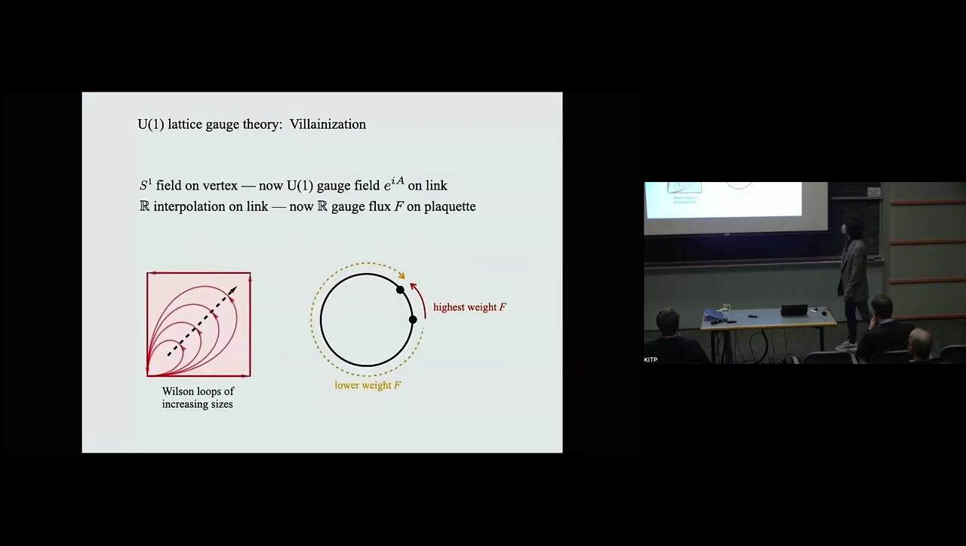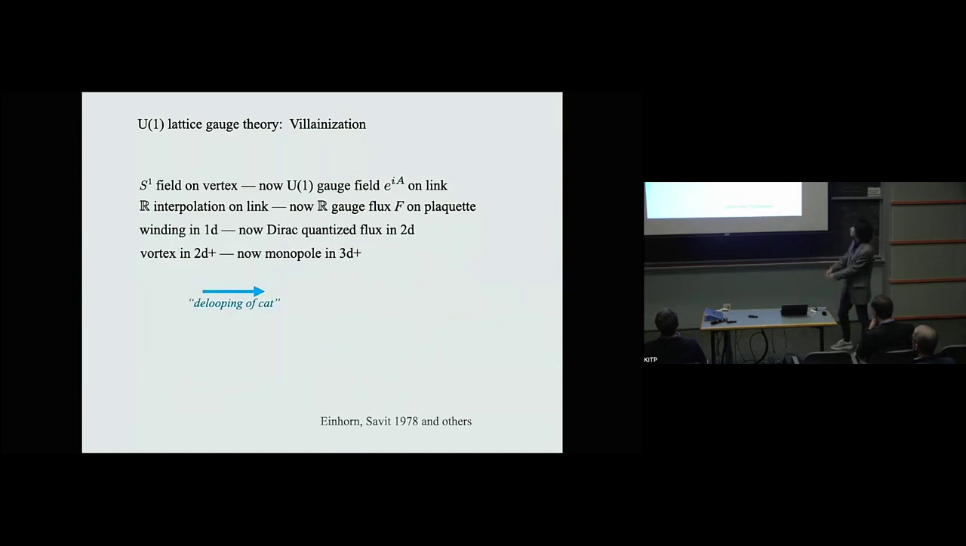And I also want to mention that we can also apply the V-line model, not to the XY model, but to gauge theory, where the S1 degree of freedom on each vertex now becomes a U1 gauge field on each link, and then the real valued interpolation gamma on the link now becomes a real gauge flux F on the plaquette. You may ask why in the U1 gauge theory the flux is real valued. Well, now we can look at this picture. We imagine a Wilson loop starting at the lower left vertex and gradually growing in size until it matches the size of the plaquette. Then the holonomy of the Wilson loop should interpolate from identity to some U1 value, right? So again, we have this interpolation length, which should be described by a real number.